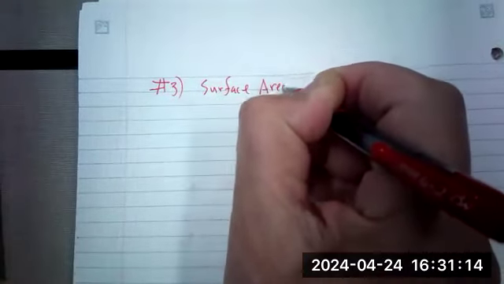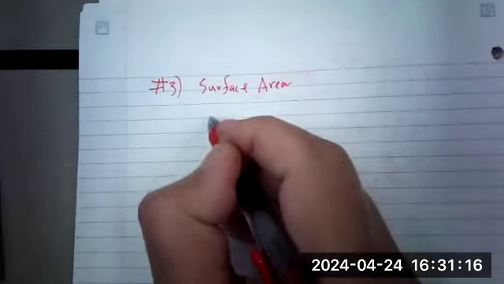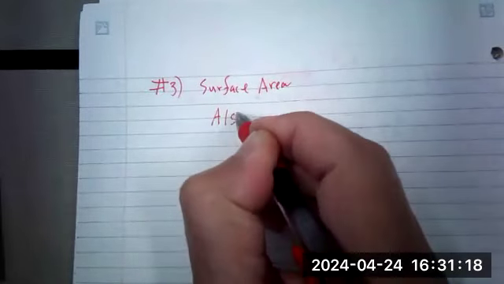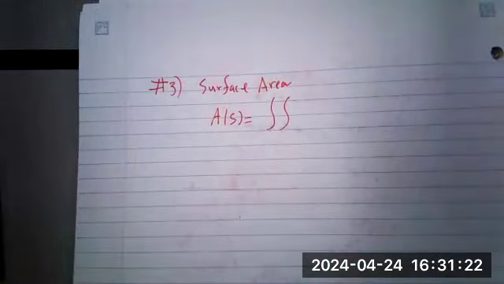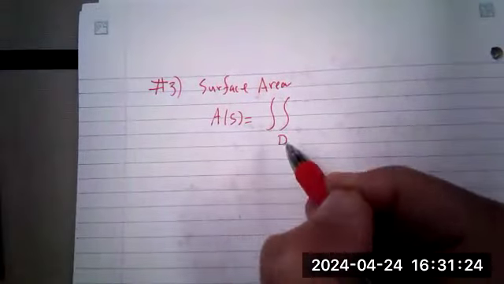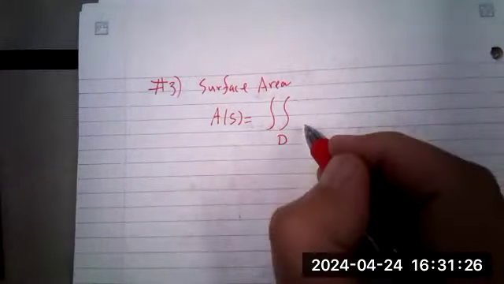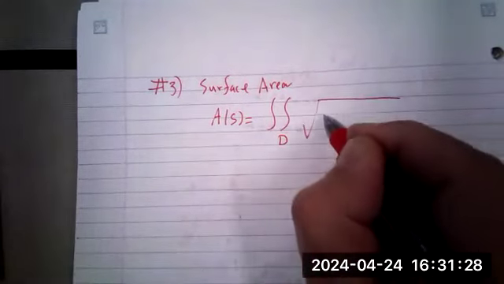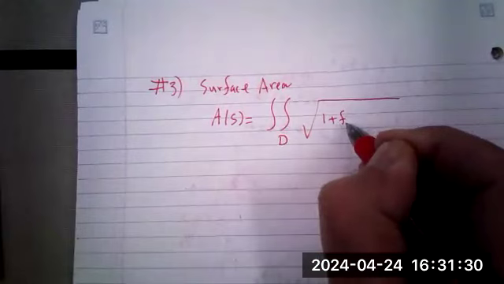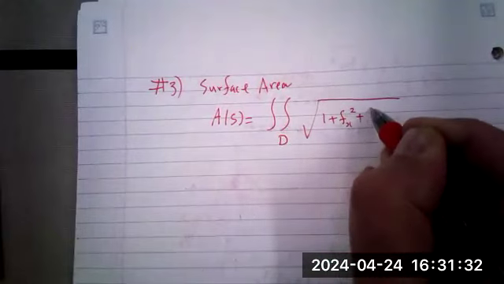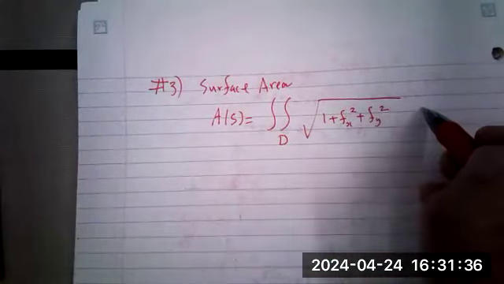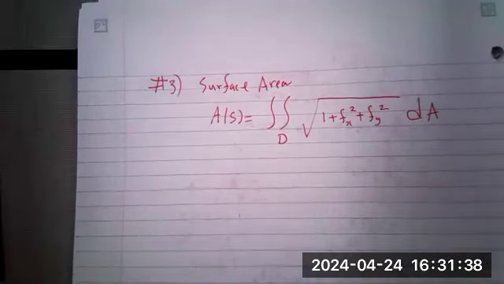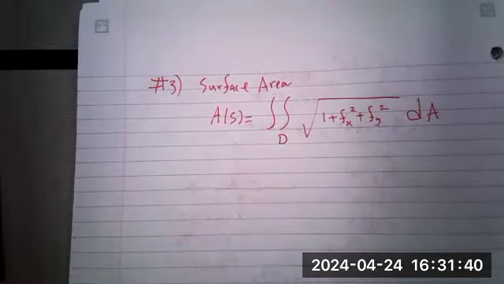Surface area. So you have to know the formula. The area of a surface is a double integral on the region that you're going to be given of this function: 1 plus the partial derivative of f with respect to x squared plus the partial derivative of f with respect to y squared, and the dA. So it's a double integral of this function.